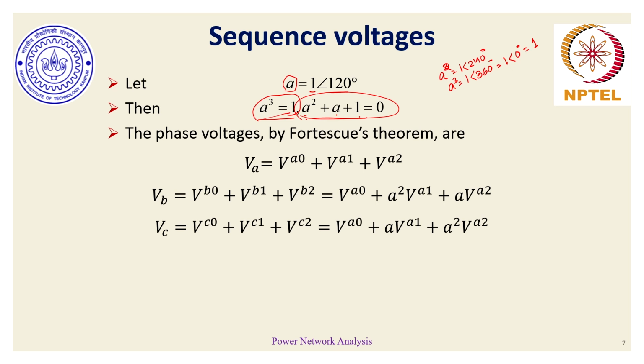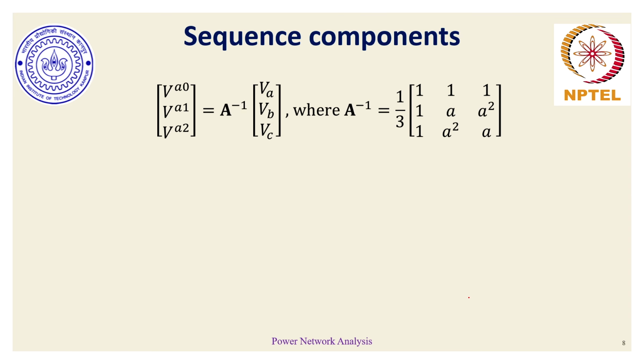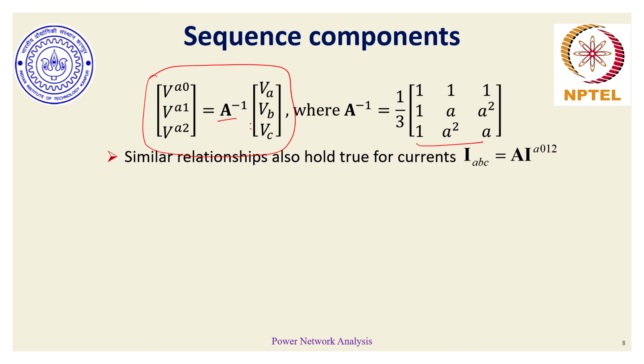Using this a operator, I can define phase A voltages in terms of the corresponding sequence components with respect to phase A again. VA0, VA1 and VA2 are sequence components of phase A, and I can define this capital A matrix, which is in terms of 1 and the small a operator. The inverse of this A matrix is also a beautiful, similar matrix, and this equation tells us that I can find the symmetric components using the inverse of A applied to the phase voltages. Similar relationships also exist for the currents.